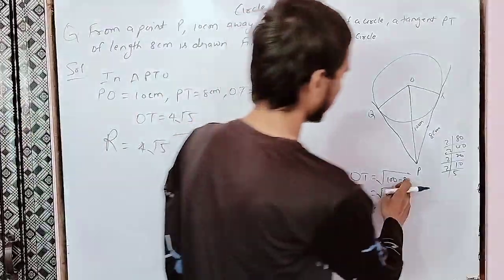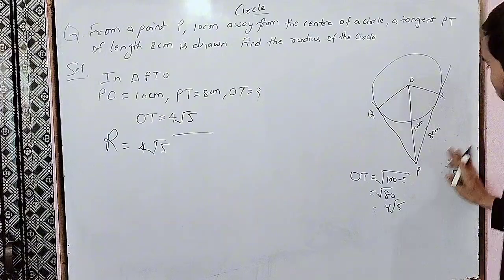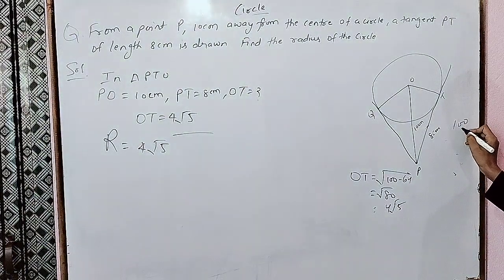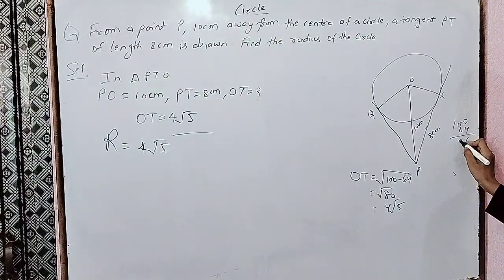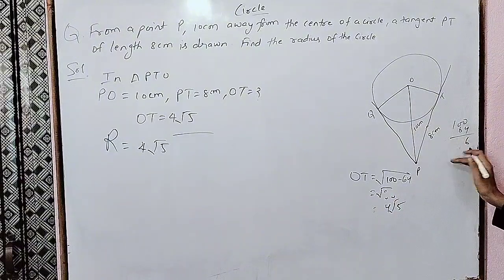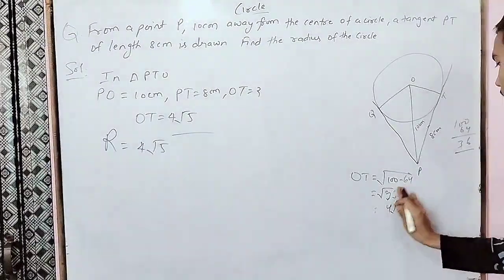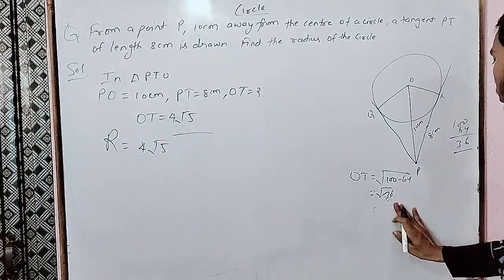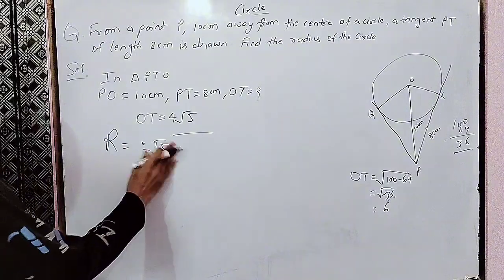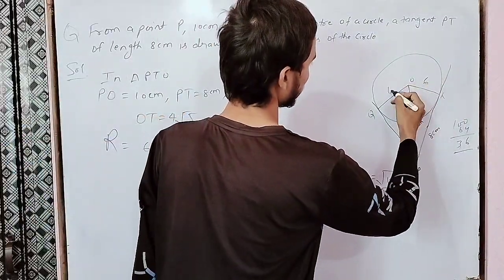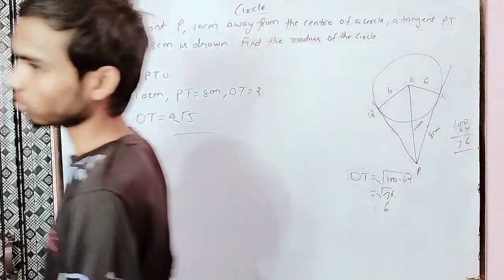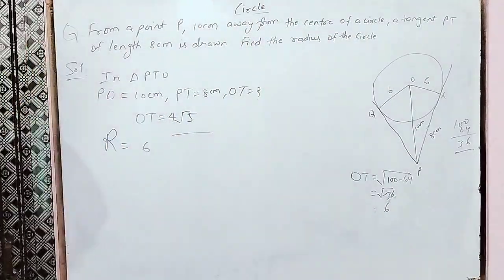I did it wrong. It will be 8 squared, which is 64. That's why. So here 100 minus 64 is 36. It will become 6 after removing the root. So the radius is 6. Radius is 6. This is 6. So 8 squared is 64.